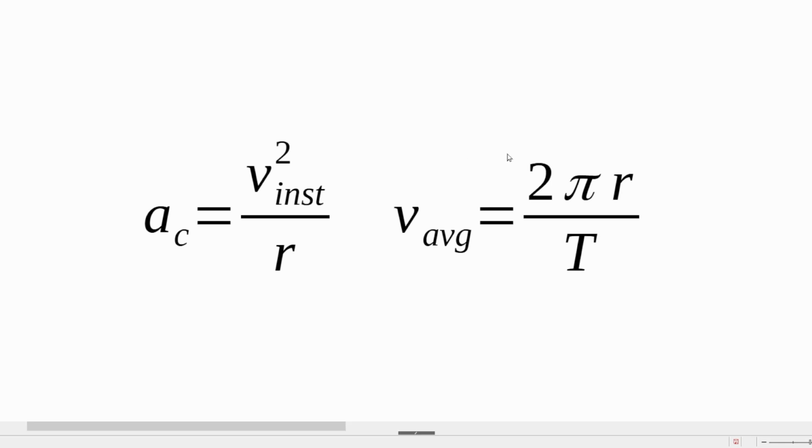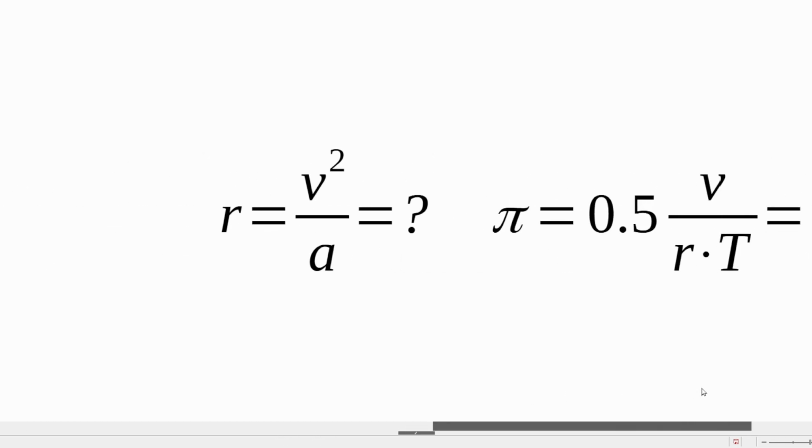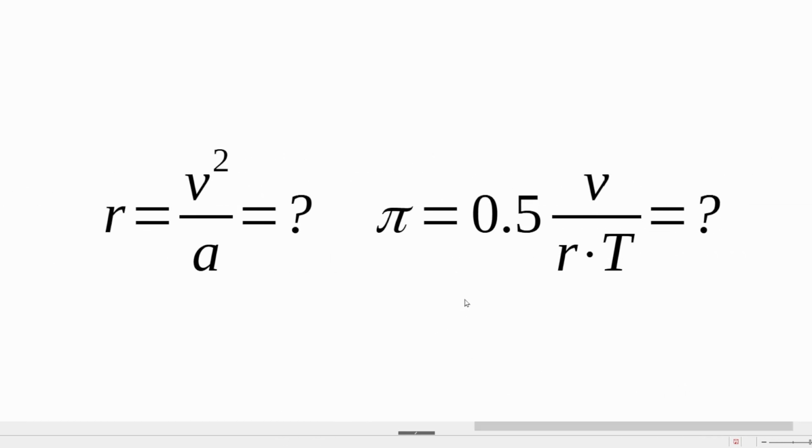So we're equating the two sides of this, where we're saying instead of instantaneous speed and average speed, we just have speed, right? So let's rearrange this to solve for what we want. So here, we can have v squared divided by a to find our radius, and then plug that into the right side down here to get our pi.